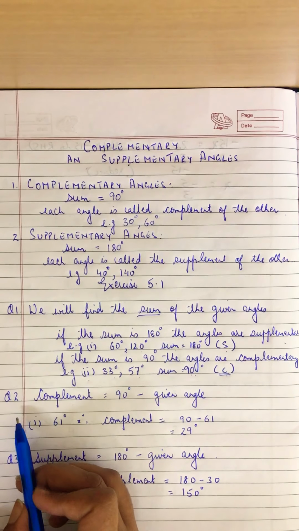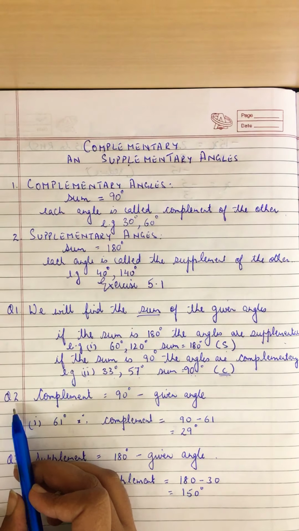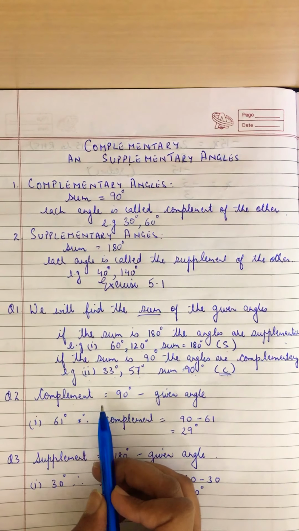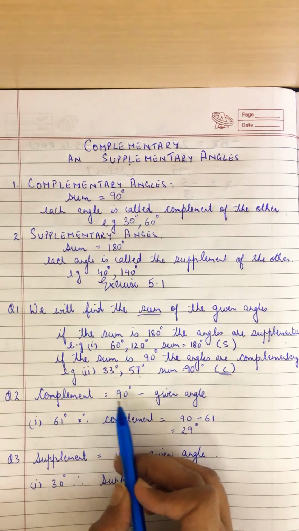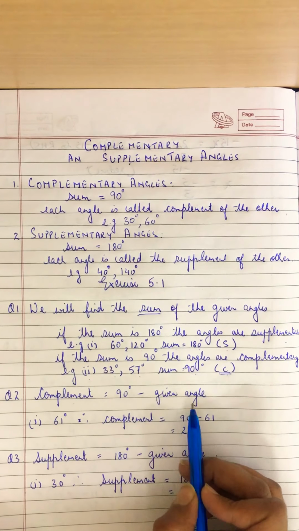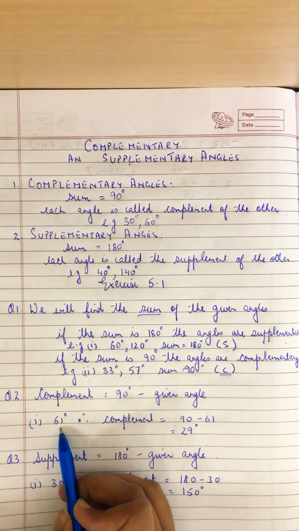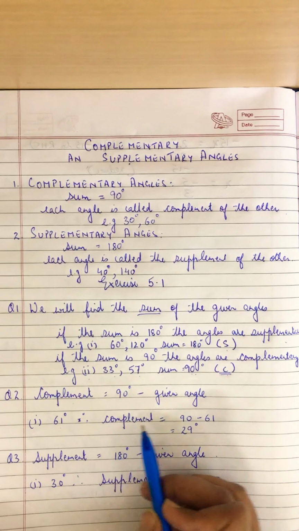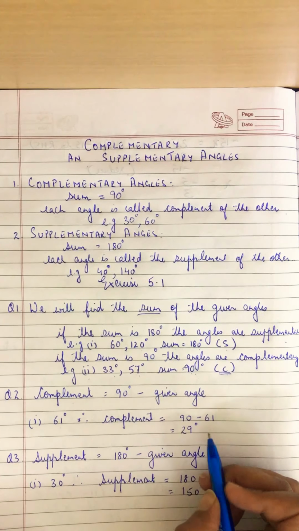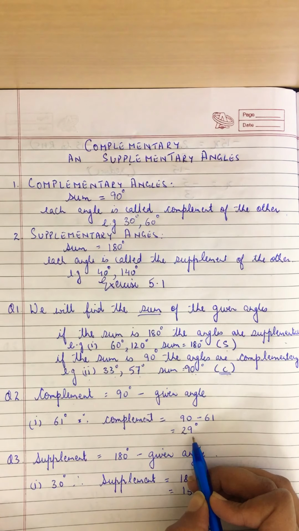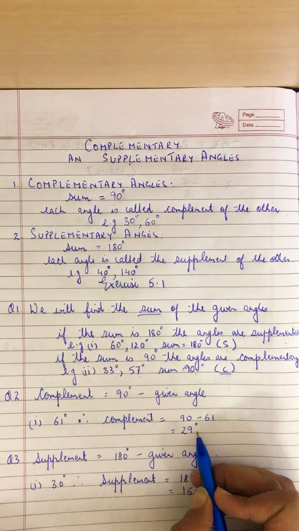Now coming to question number 2 of the exercise, they have asked us to find the complement of the given angles. The formula for calculating complement is equal to 90 degrees minus the given angle. The first part says find the complement of 61 degrees. Therefore, the complement will be equal to 90 minus 61, which is equal to 29 degrees. Now you can try the other parts of this question.